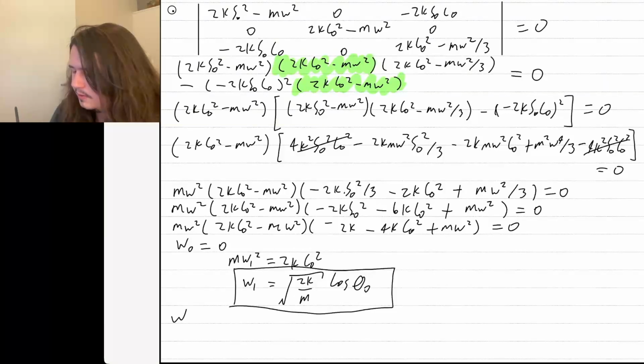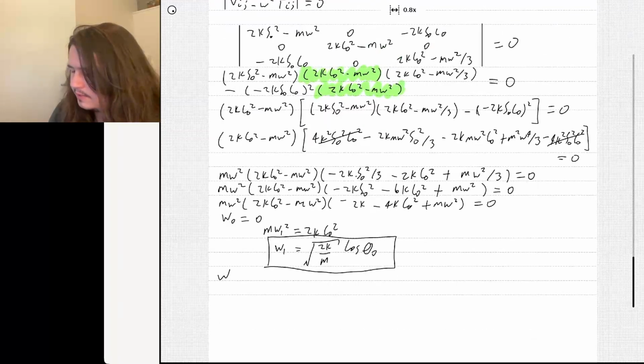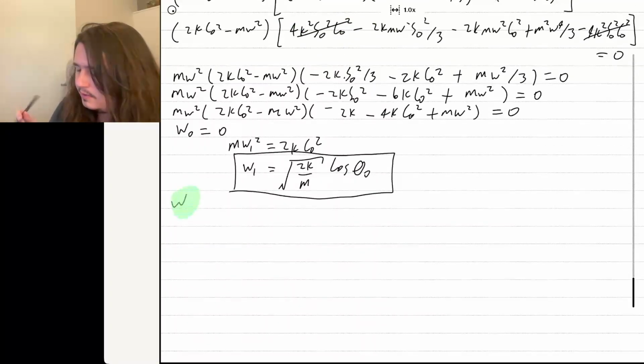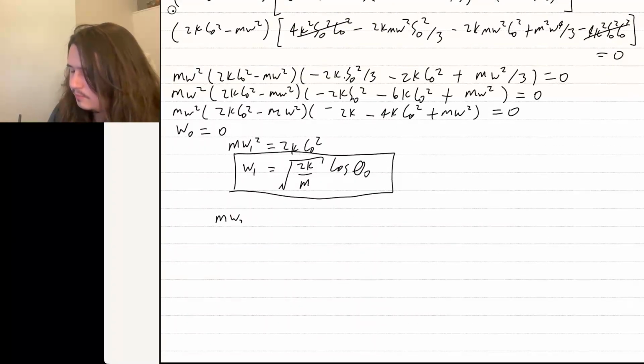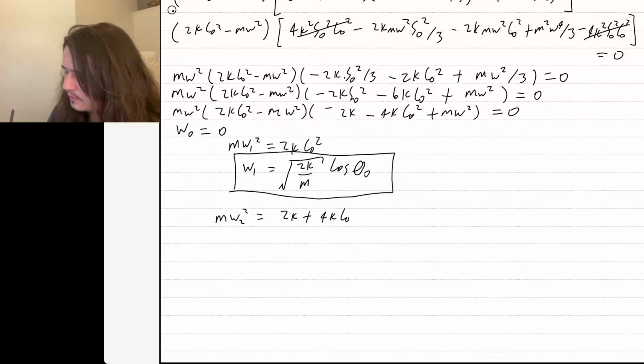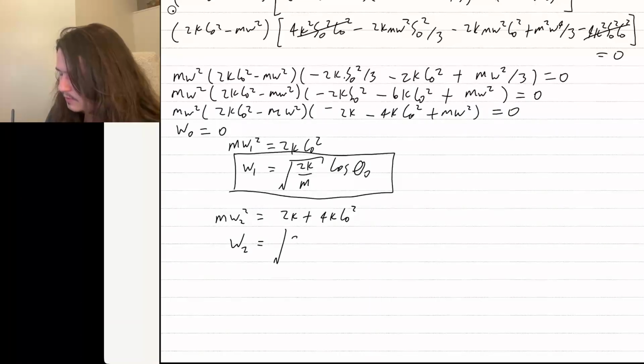We also need the last equation in the line, so that says m omega squared is equal to 2k plus 4k cosine squared of theta naught. So omega 2 is just going to be root 2k over m times 1 plus 2 times cosine squared theta naught. And that's all under a square root as well. Like this. Okay.